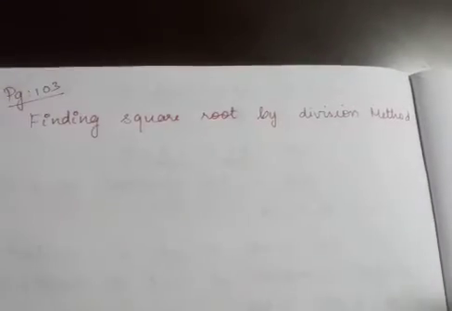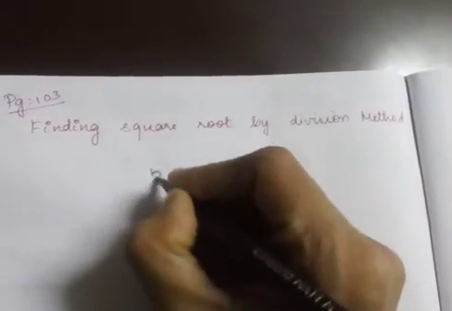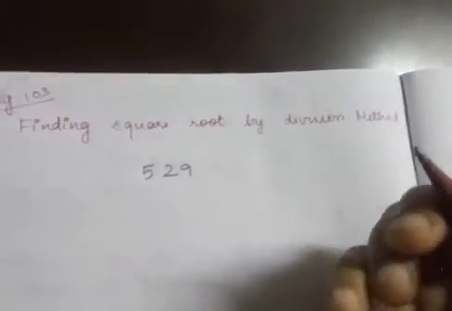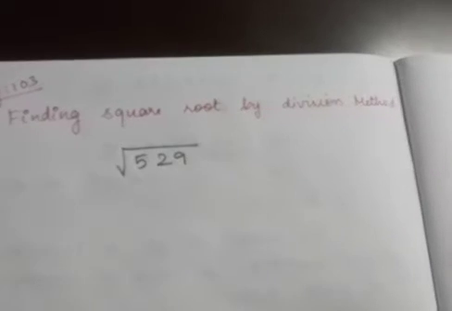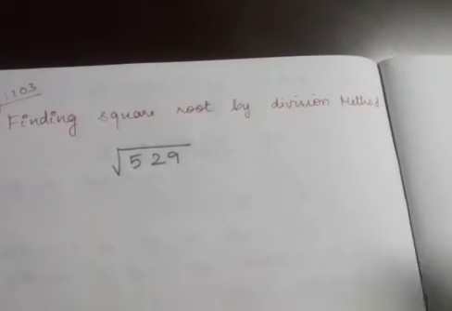See, there is an example given: 529. You have to find the square root of this number. Usually with prime factorization, it is very easy.